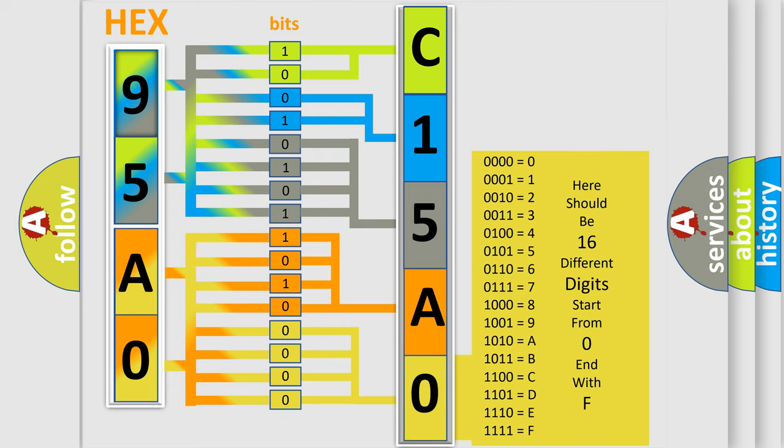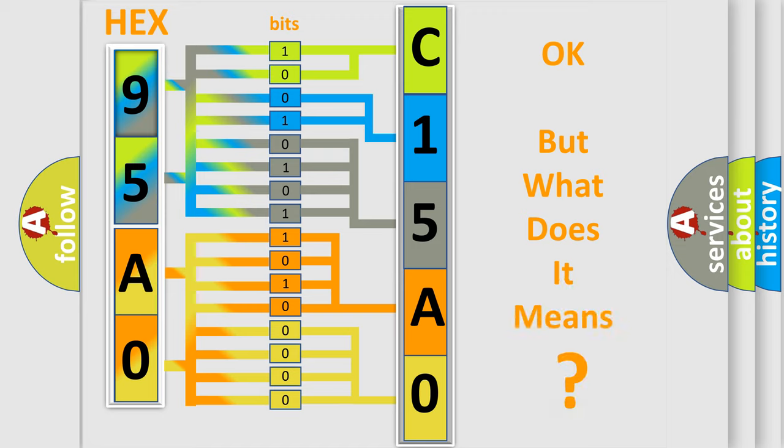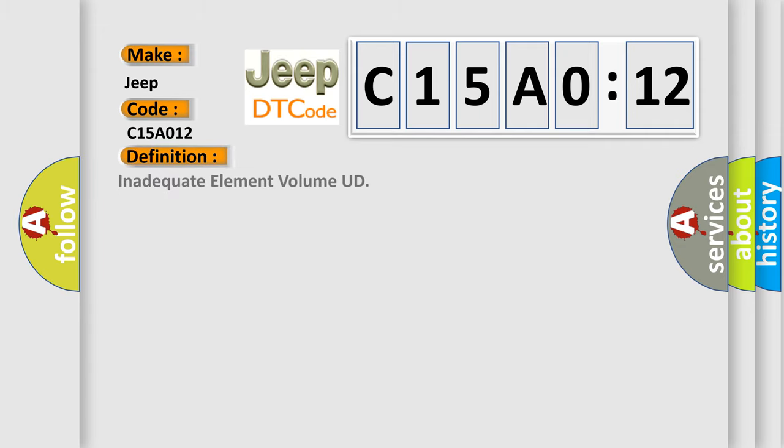We now know in what way the diagnostic tool translates the received information into a more comprehensible format. The number itself does not make sense to us if we cannot assign information to what it actually expresses. So, what does the diagnostic trouble code C15A0-12 interpret specifically for Jeep car manufacturers? The basic definition is inadequate element volume UD. And now this is a short description of this DTC code.